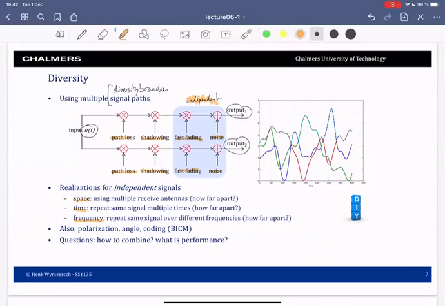And now a question for you is, how far apart would you put your antennas? How far apart would you put your transmissions? And how far apart would you put your communication bands to have independent signals? I should also point out that it's not strictly needed to have independent signals. You could have correlated channels, but then the performance, of course, will suffer. So as before, I recommend you pause the video and then come back when you've solved this problem.